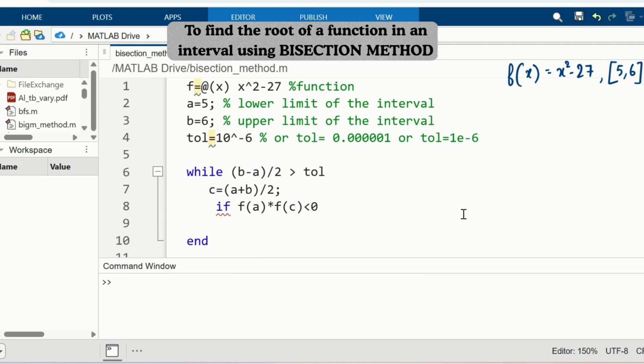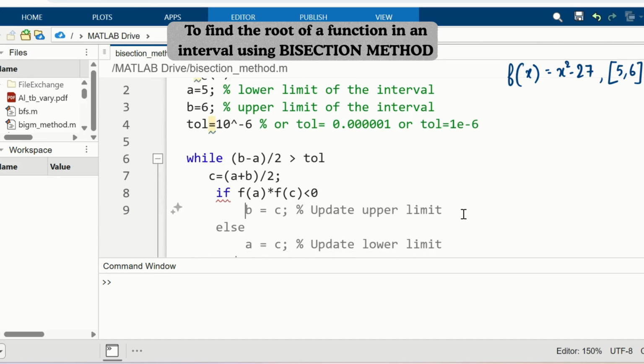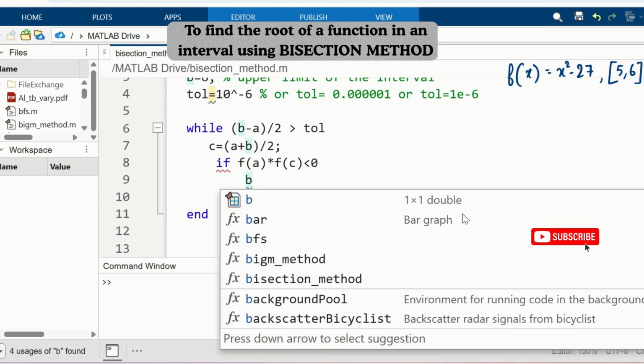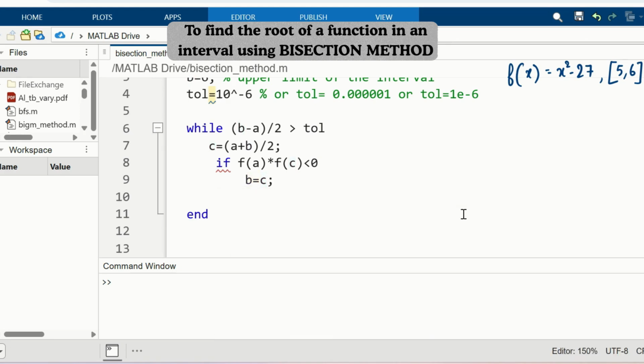If it comes out to be less than 0, it means that for one value the answer is positive and for the other the answer is negative. So our interval will become a and c. The previous interval was a and b, and now the interval has become a and c, so we don't need the b value. Now b will be replaced by c, so we write b equals c. If it does not happen, we'll write the else statement.